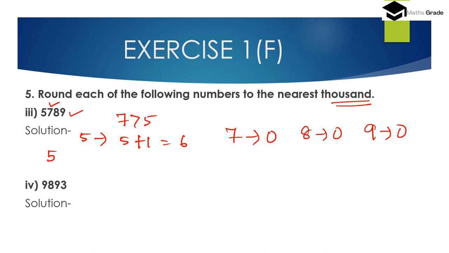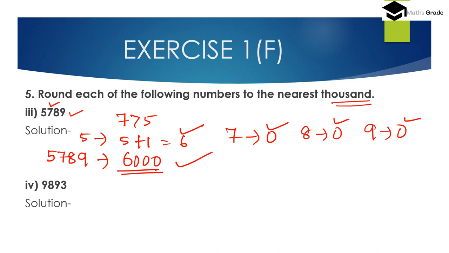Now 5789 rounded to the nearest 1000 will be 6, this 6, and this 0, 0, 0, that is 6000. So 5789 rounded to the nearest 1000 is 6000.